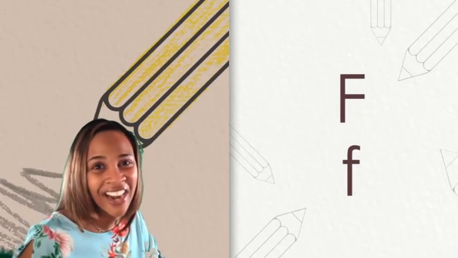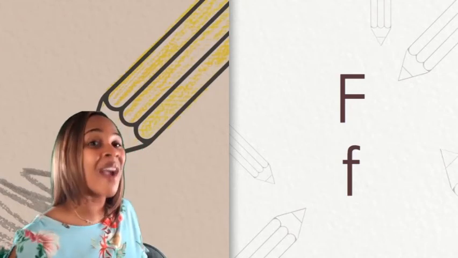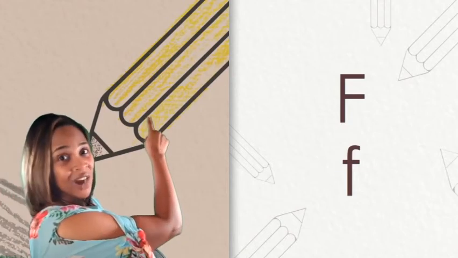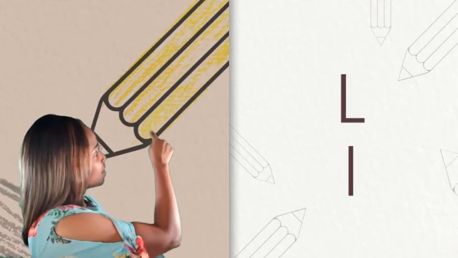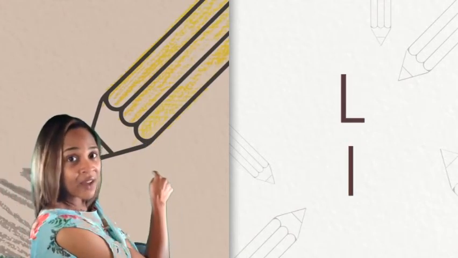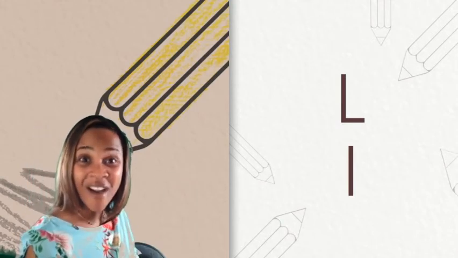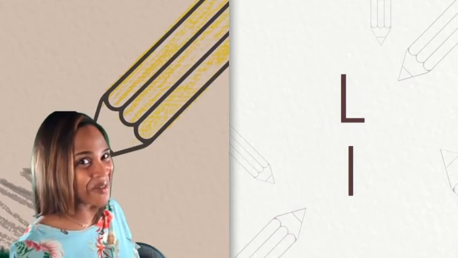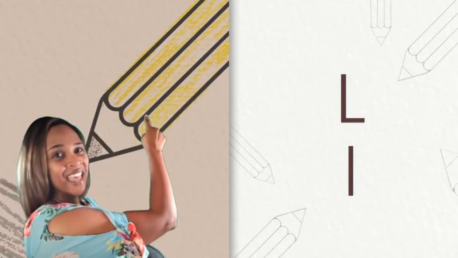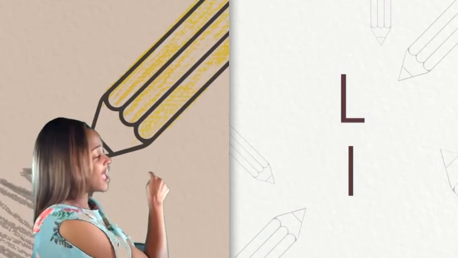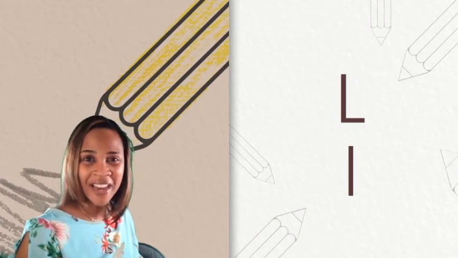Now last letter, let's try to make our uppercase L. Watch first. I'm going to start at the headline, drag my finger all the way down to the bottom line, and then make a short little line right there on the bottom line. Try with me. Starting at the headline, dragging your finger down to the bottom line, and then making a short little line right there on the bottom line.